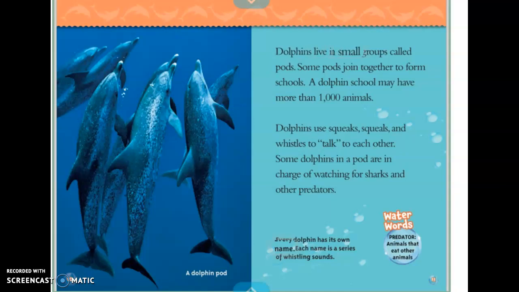Dolphins live in small groups called pods. Some pods join together to form schools. A dolphin school may have more than 1,000 animals. Dolphins use squeaks, squeals, and whistles to talk to each other. Some dolphins in a pod are in charge of watching for sharks and other predators.